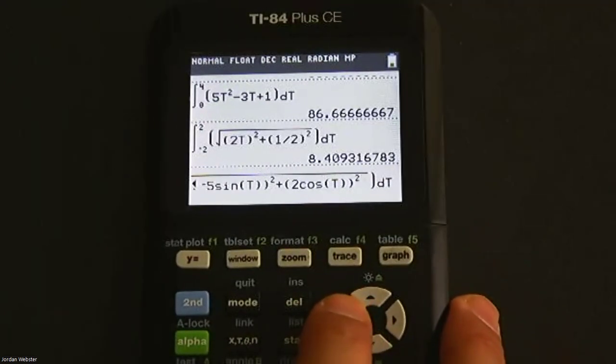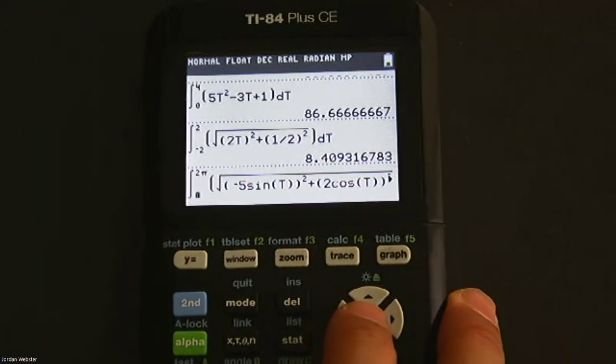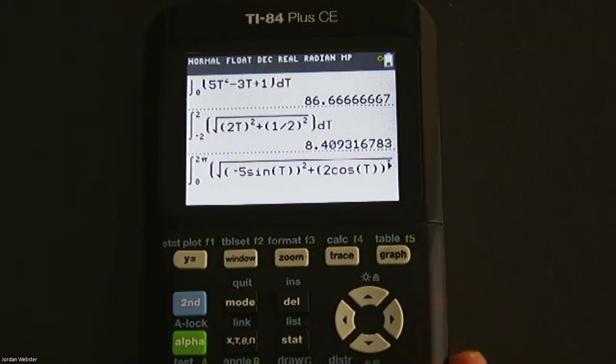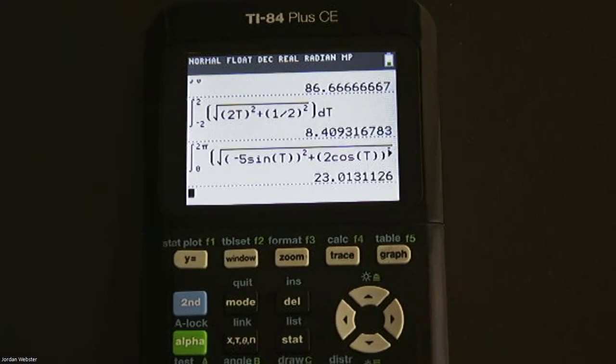So that's what it should look like when we type that in. As always, be careful that you type in everything correctly. I'll hit enter, and I got about 23.01. So about 23.01 is my answer.